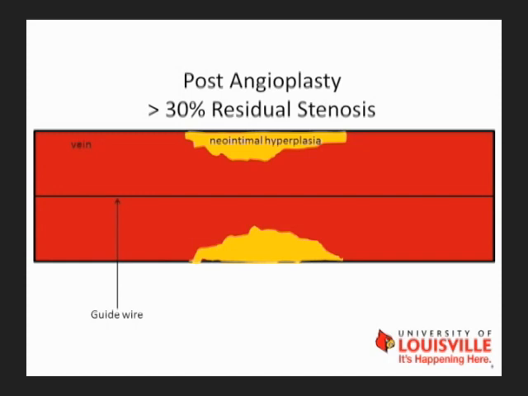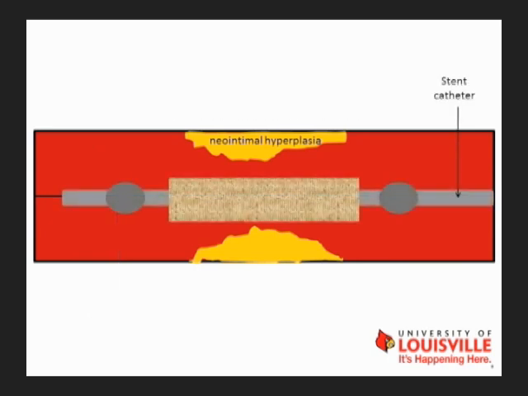Post-angioplasty, in this illustration, there is a greater than 30% residual stenosis, which meets criteria for stent placement. I believe that this stent device that I developed can solve the problem of stent migration in hemodialysis vascular access. The device includes a stent catheter on which there are two retention elements proximally and distally to the stent, and there is a covered stent between the two retention elements.